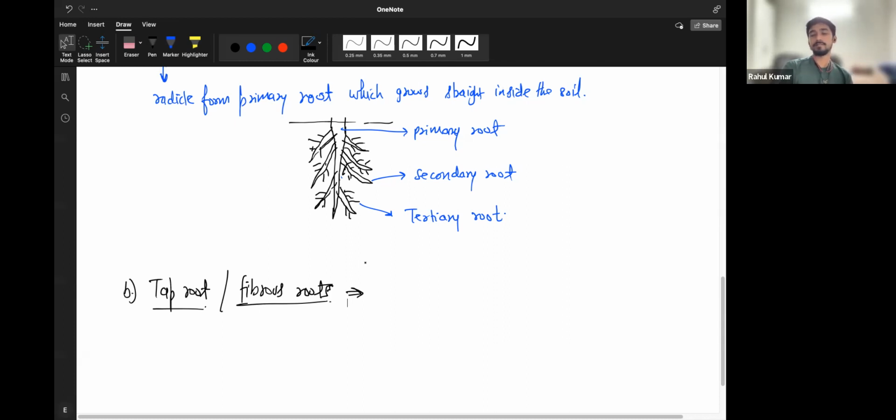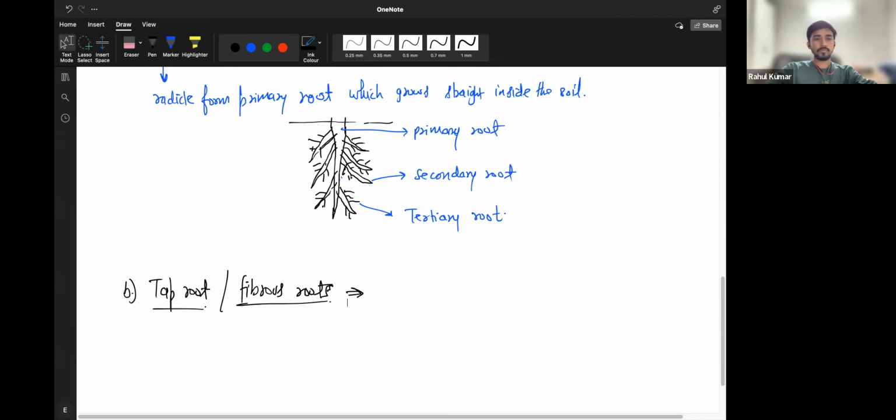You can also say degenerate, but what I'm trying to tell you is that in taproot, throughout the life, there is one main root. Here we have drawn a taproot system. In a taproot, you can tell which root is the main root and which are the secondary and tertiary roots. In a fibrous root, you cannot distinguish, because the primary root is very short-lived. It is formed, then it forms other roots, and then the primary root dies, and the other roots in a fibrous manner take its position.